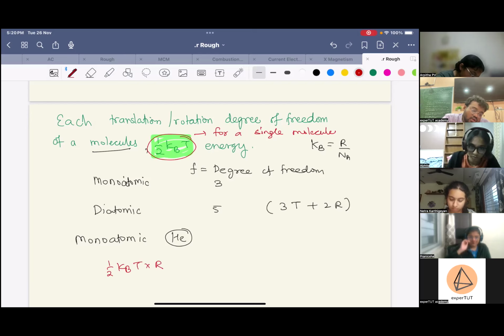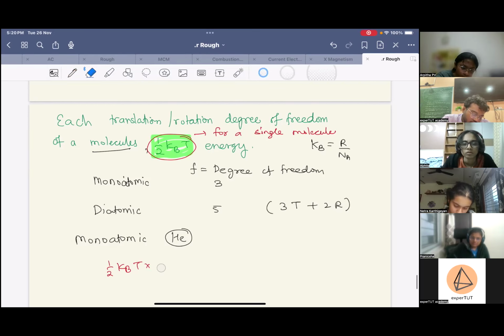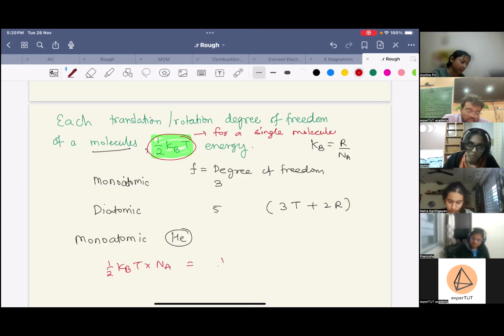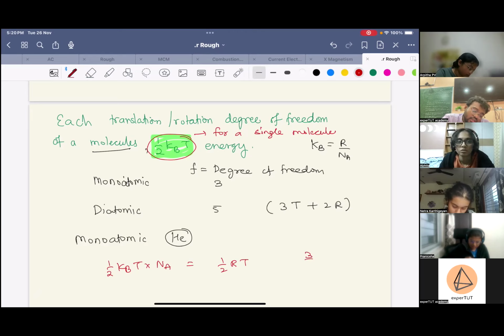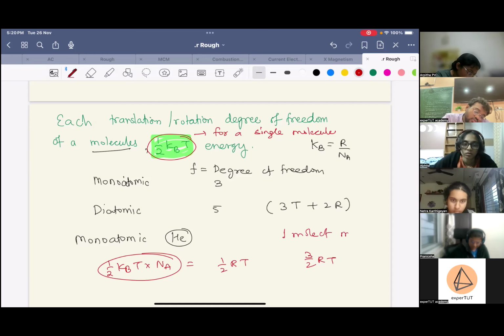So for 1 mole the energy will be half kBT times Na. And what is kB into Na? kB into Na is R, yes or no? So it is half RT. A monoatomic gas will have 3/2 RT, yes or no? Because it has 3 degrees of freedom, right? So 1 mole of monoatomic gas has U equal to 3/2 RT.